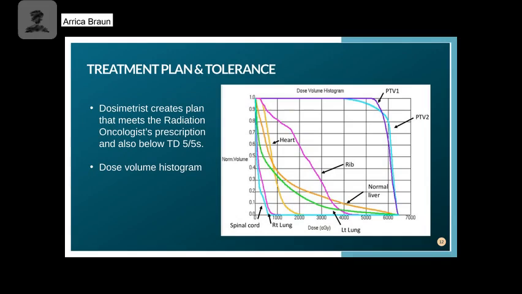You'll see this again, but this is what we call a dose volume histogram. This is the graph that outlines the dosages of all the organs that we're exposing in our beam path, as well as the tumor volume.